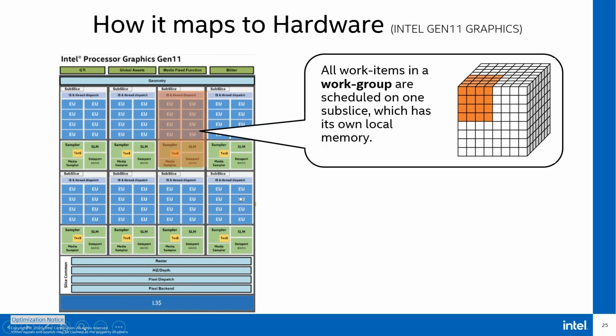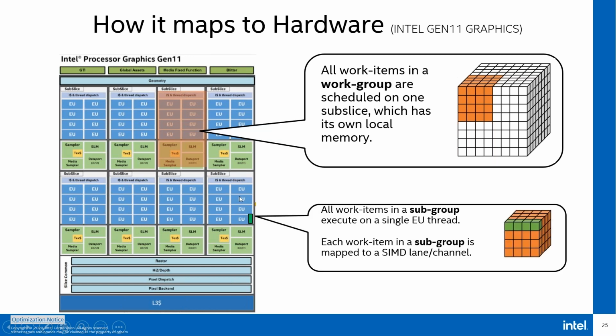Now each EU has SIMD lanes, right? That's the actual place where the execution goes on, and these SIMD lanes can be mapped to a subgroup. Those of you who are well acquainted with CPU programming will be aware of what SIMD and SIMD lanes are. So inside each EU we have SIMD lanes, or channels, and each subgroup is mapped to a SIMD lane.